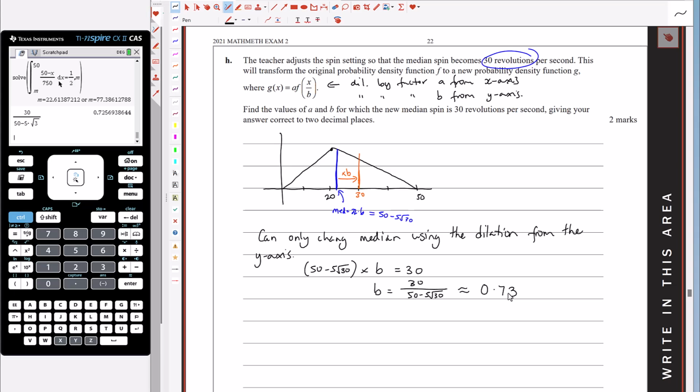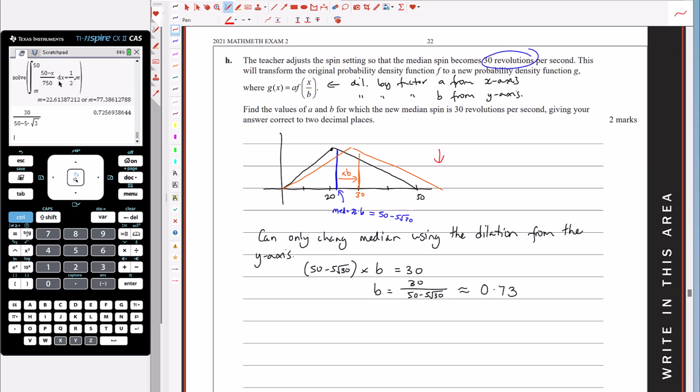Okay, but if we've dilated the graph by a factor of b from the y-axis to move the median, we've now also changed the area. Okay, so to change the median, we've made the area bigger. So what we also need to now do is squash the graph down by this factor to keep the area 1.